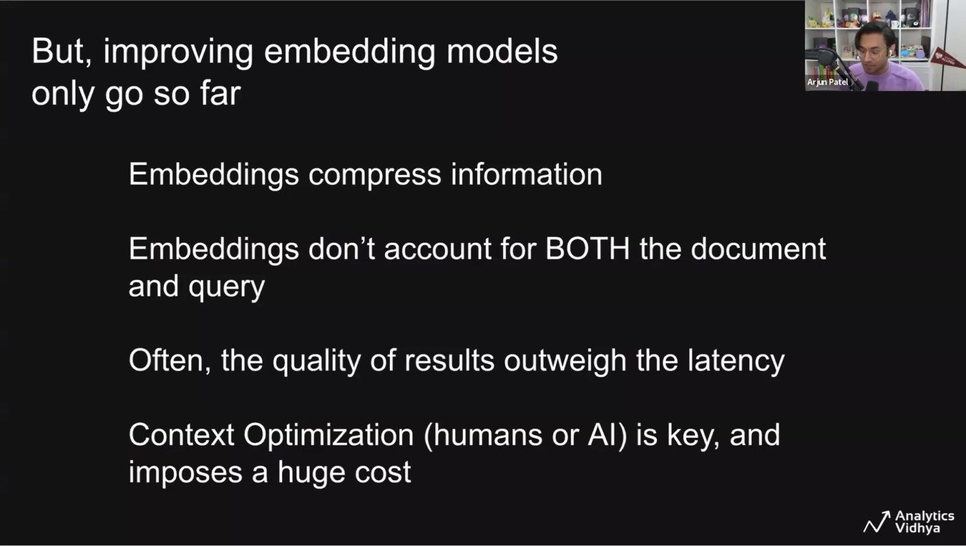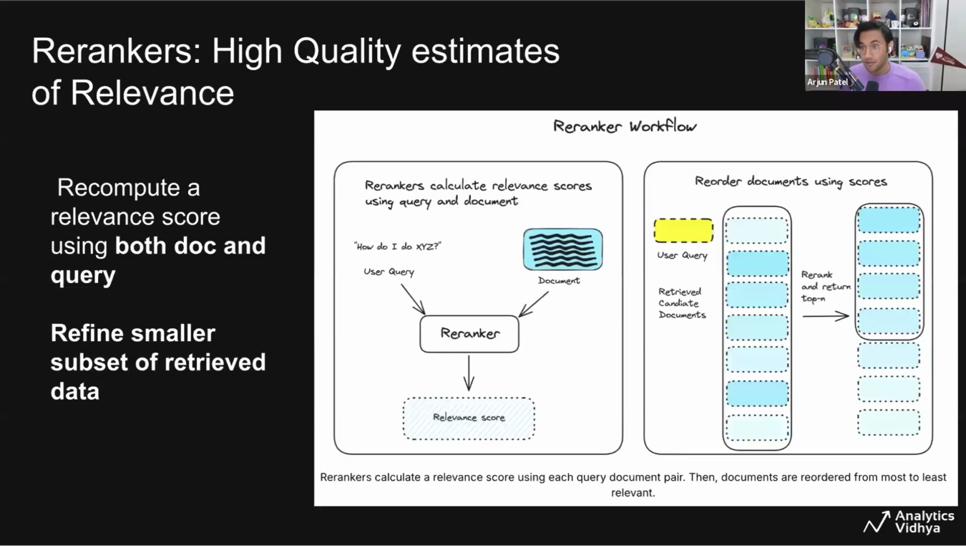There are also situations in which quality outweighs latency. So you might really need things that are important and relevant over how long it takes you to find those things. And maybe you need to optimize context, which has become really important when people build things like RAG or large language model-based applications that retrieve context and operate over them. And that can impose a really huge cost. So what do you do in those situations?